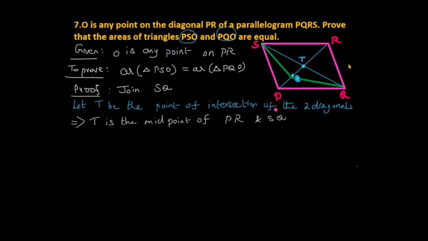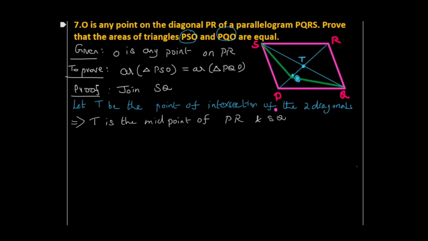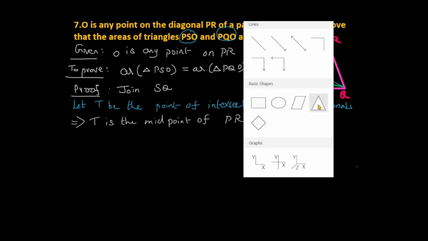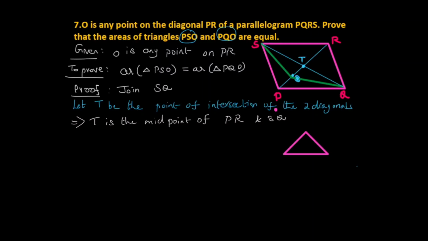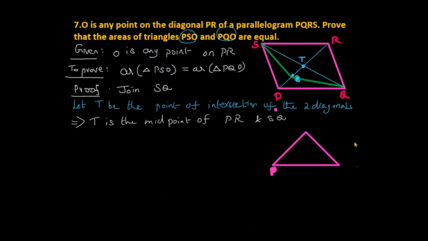Now we are going to consider only the triangle. Which triangle? SQP. So we are going to consider the triangle SQP. Say this point is P, this point is S, and this point is Q.